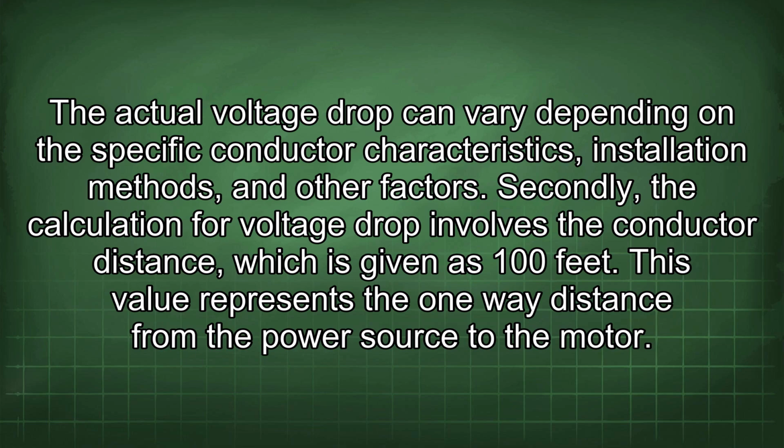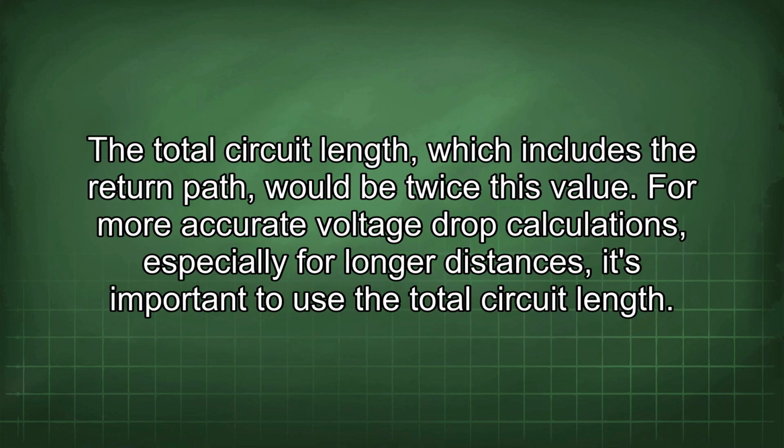Secondly, the calculation for voltage drop involves the conductor distance, which is given as 100 feet. This value represents the one-way distance from the power source to the motor. The total circuit length, which includes the return path, would be twice this value. For more accurate voltage drop calculations, especially for longer distances, it's important to use the total circuit length.